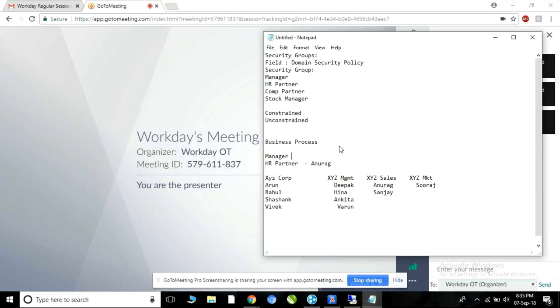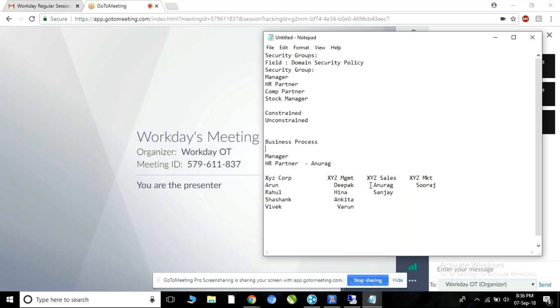Even HR rights is also unconstrained because it is going to handle, typically, all HR partners, managers, all these things are unconstrained security. And another thing, Arun, I have a question. When we are talking about HR partners, right?